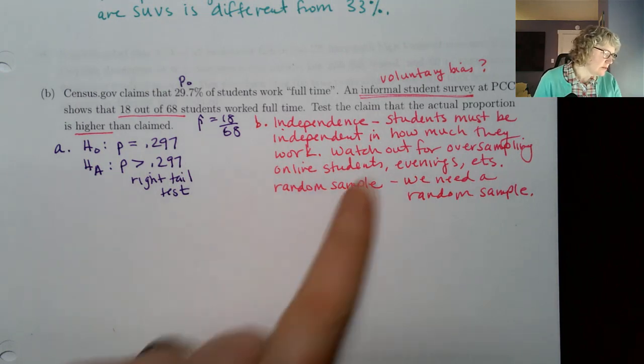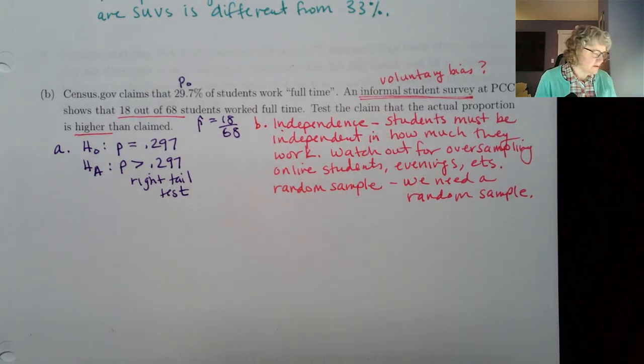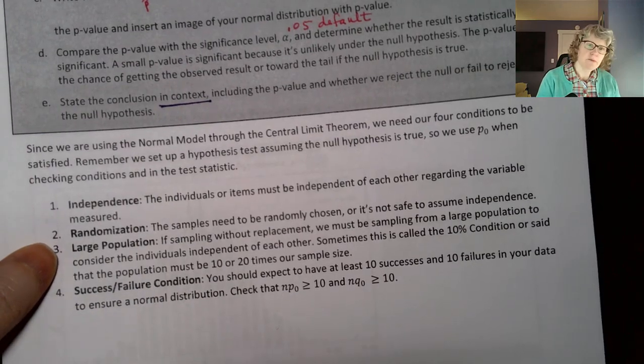Okay, so this informal, I'm a little suspicious there, right? Is this one instructor asking all of their classes? Is it more a convenient sample? Is it a voluntary sample? So just want to raise a red flag there. Then we are going to do our next condition, which is large population.